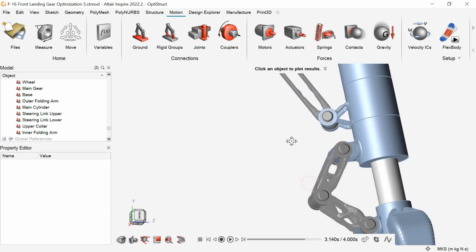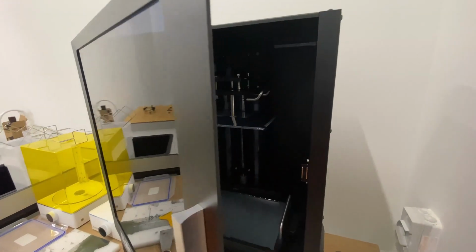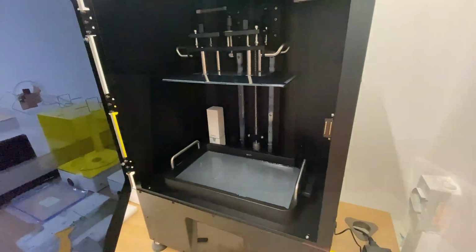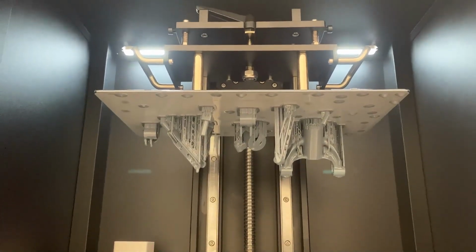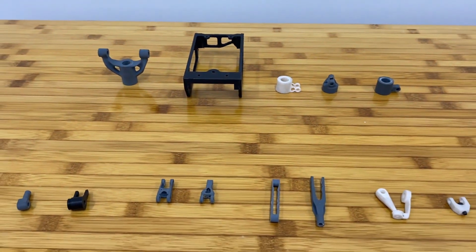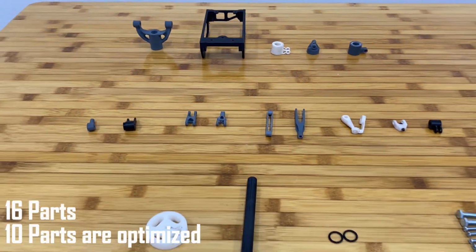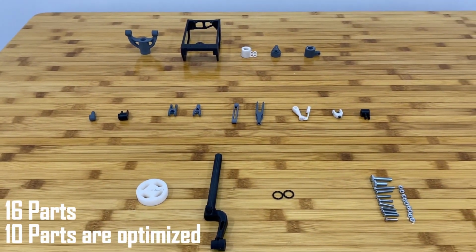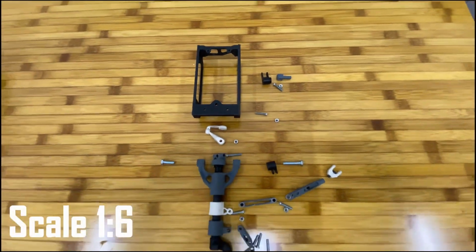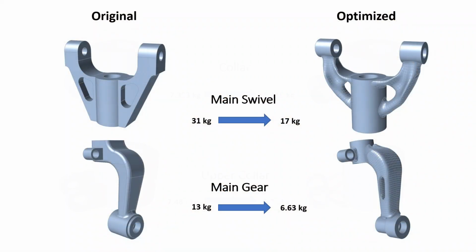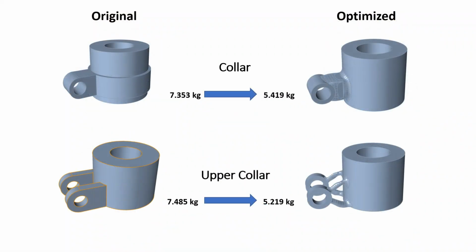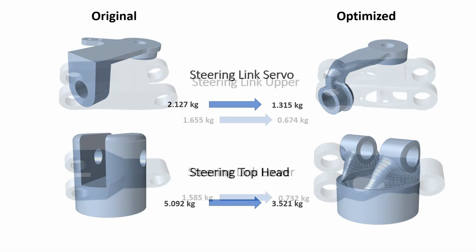So let's print it with 3D printing. And here's how this nose landing gear part is produced. Well, I use SLA 3D printing for the best precision, which is good for motion. And in total, we have 16 parts. I already optimized 10 parts. Also, we do have some screw and rubber washer for assembly. And to make it easier to see, here I will list all the parts before and after the optimization.